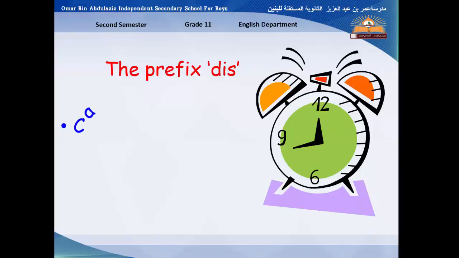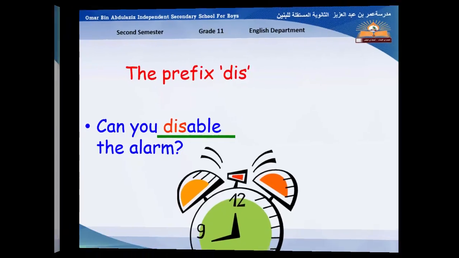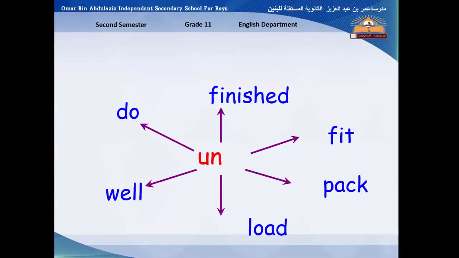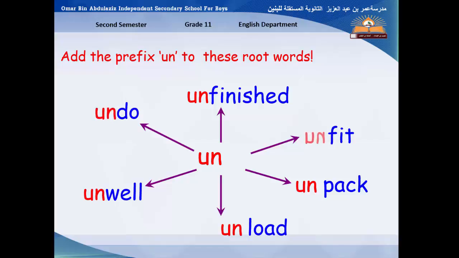The prefix dis. Can you disable the alarm? Disable, we added the prefix dis to able. So we can add the prefix un to words like finished, fit, pack, load, well, and do. When we add the prefix un to finished, it will be unfinished, unpack, unload, unwell, undo, and unfit.